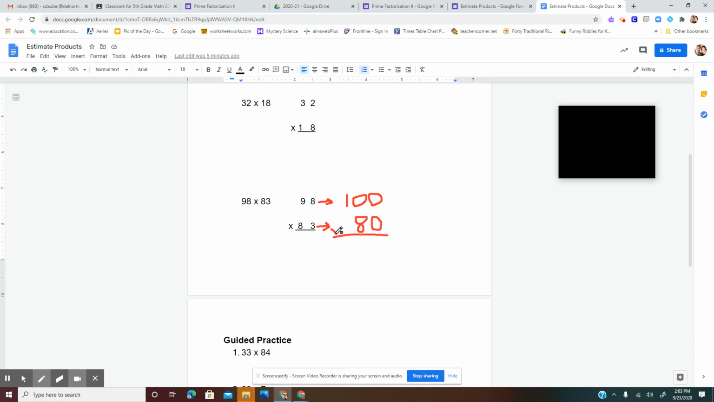And now we're just multiplying 100 times 80, so we just multiply 1 times 8 and get 8. And there's 1, 2, 3 zeros in the factors, so we add 1, 2, 3 zeros to the product, and the answer is 8,000. So 98 times 83 is about 8,000. It's not exactly 8,000. The answer is an estimate. It's close to the exact answer.